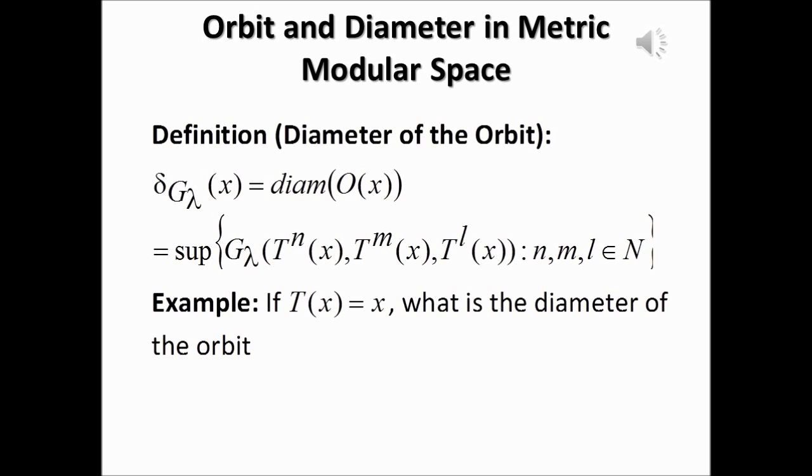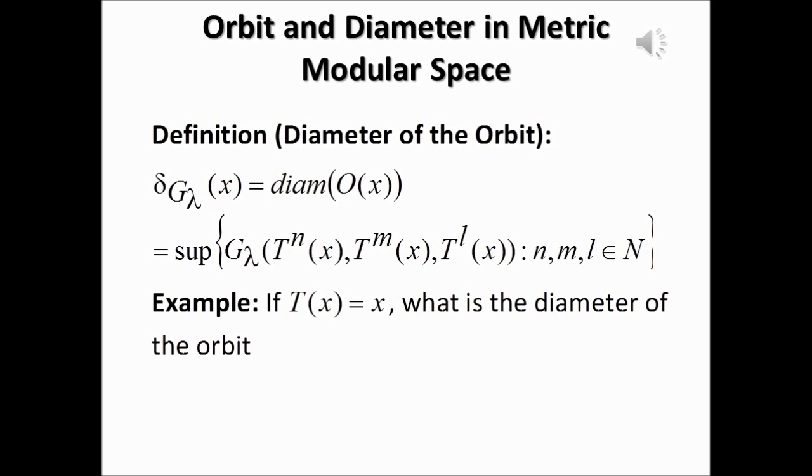So let us give an example. Suppose that T(x) is equal to x. We want to know what is the diameter of the orbit of x. Here you can see that because T(x) is equal to x, any power of T applied to x is simply going to be x by function composition. So that means for any natural numbers n, m, and l, T^n(x) is equal to T^m(x) is equal to T^l(x), which is equal to x.